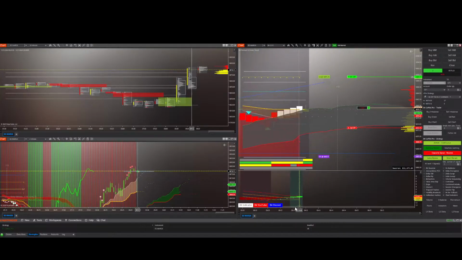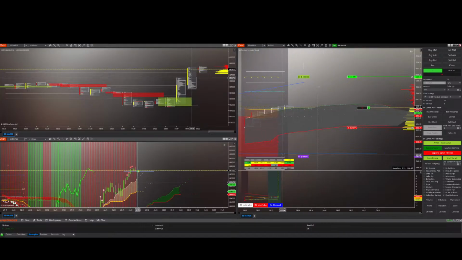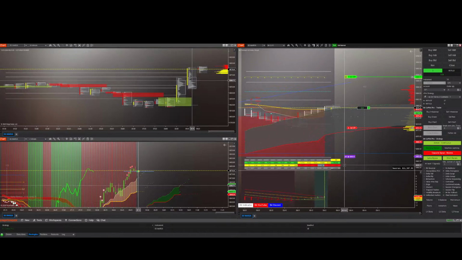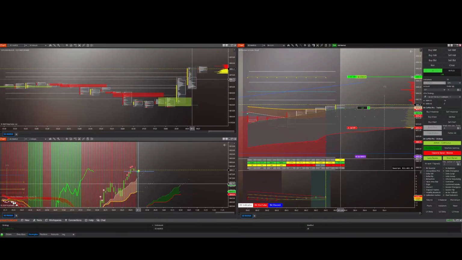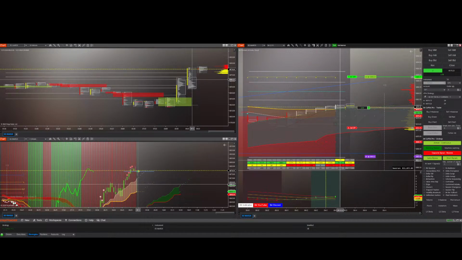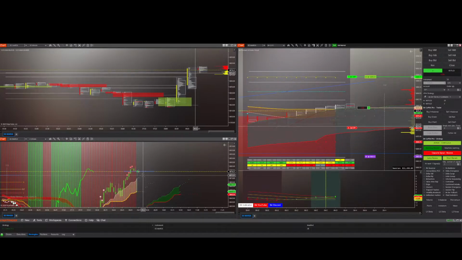But overall, for what I'm doing this morning, okay, I like that. What I'm looking at is I want that to be a nice fat. Okay, good. That's a decent number. A little delta divergence doesn't hurt. Still not out of the woods yet.